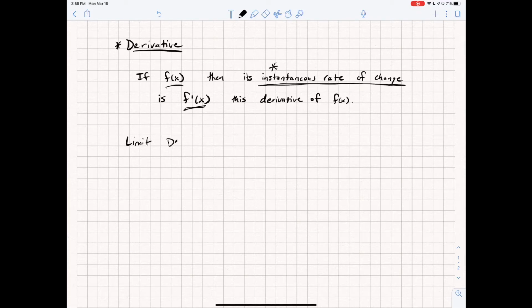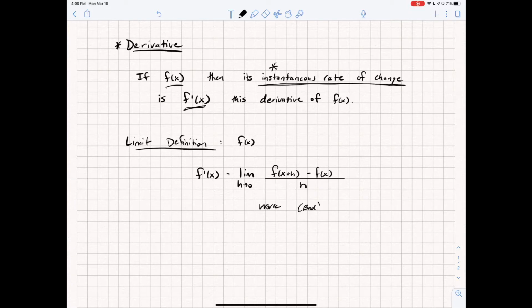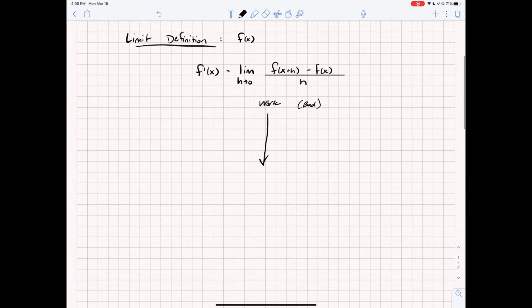Going back to this, we had a limit definition, which was pretty wild. It essentially said for a function f of x, if I want to find f prime, I need to do the limit as h approaches 0 of f of x plus h minus f of x, all over h. And this involved a lot of work, which was bad because it was really long. It took a lot of steps to go through, and so it just took a lot of time.